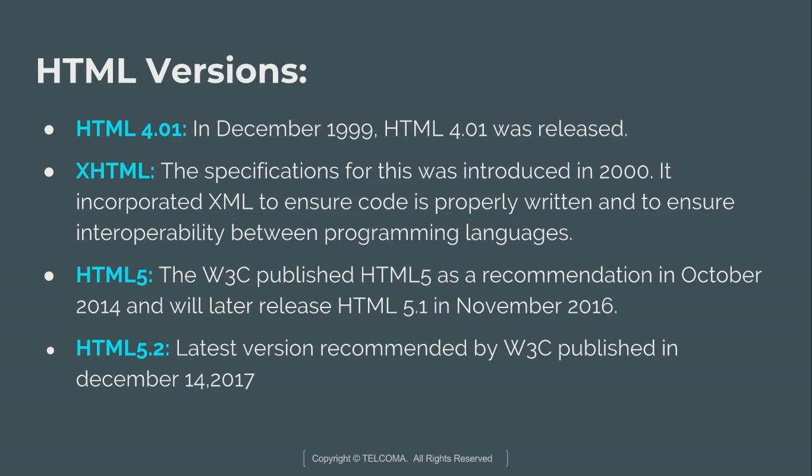The next one is XHTML, that is Extensible Hypertext Markup Language. The specification for this was introduced in 2000. Here the XML language, that is Extensible Markup Language, was recommended to be used as a joint standard with HTML 4.01. XHTML is a separate language that began as a reformulation of HTML 4.01 using XML 1.0.